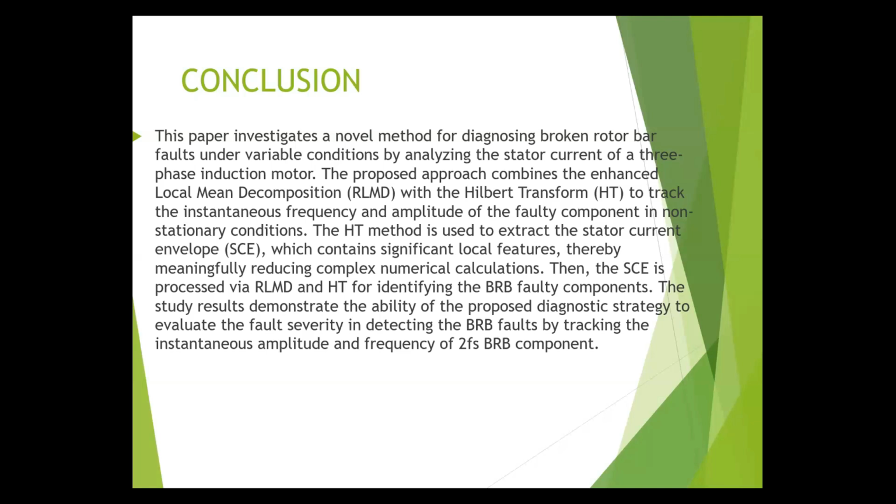Then, the stator current envelope is processed via robust local mean decomposition and the Hilbert transform to identify the rotor bar faulty components. The study results demonstrate the ability of the proposed diagnostic strategy to evaluate the fault severity and detect rotor bar faults by tracking the instantaneous amplitude and frequency of the rotor bar components.